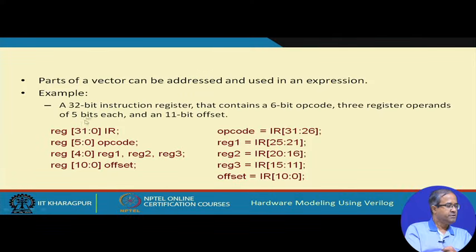So, I can take out any cross section of a vector by specifying the starting and the ending index, and I can assign it to some variable. I can use it in an arithmetic expression, whatever I want. Okay. Let me take an example. So, here I am taking an example of an instruction encoding. So, the example I have taken is a 32-bit instruction register that contains a 6-bit opcode, 3 register operands, 5 bits each, and an 11-bit offset. So, what I mean is something like this.